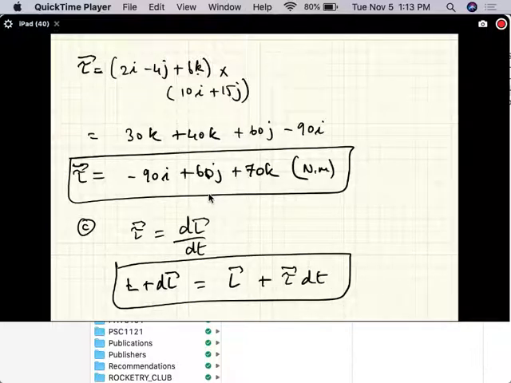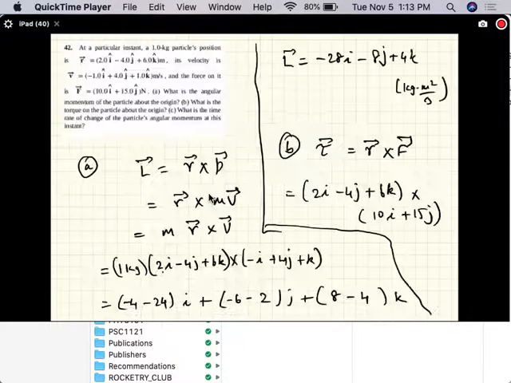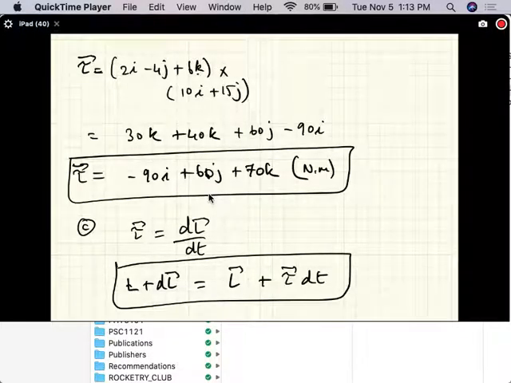So the angular momentum is that vector. And if you wanted to find the angular momentum a tenth of a second later, take that vector and add this vector to it. And you get the angular momentum a tenth of a second later or whatever. Okay. All right.